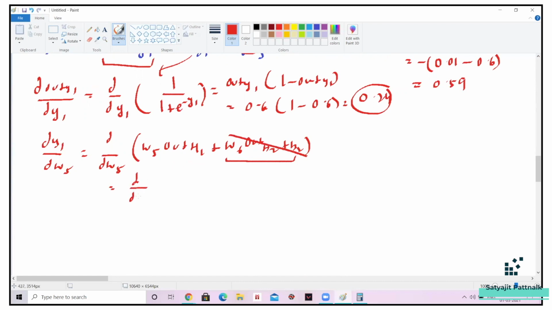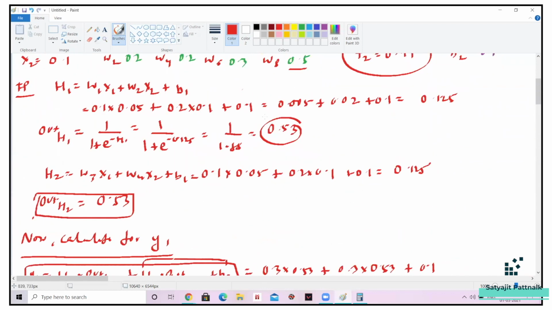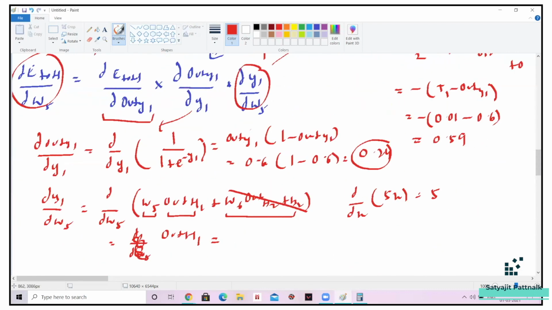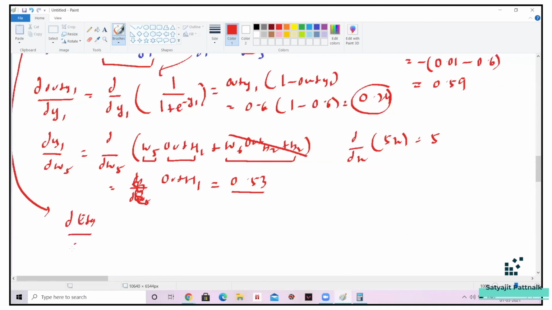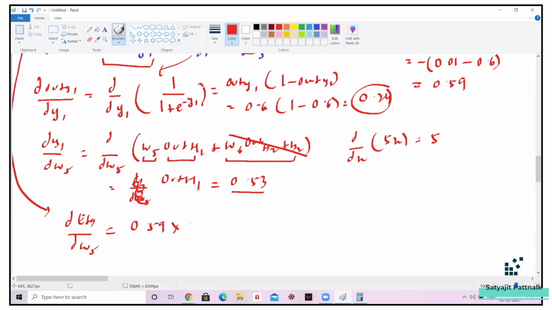So I'm just cancelling it out. So d by dw5 with respect to w5 into something. We already know that the derivative of, let's say, 5x is nothing but 5, right? Similarly, this output will be out h1. So what is output of h1? Output of h1 is 0.53. So here I'm writing it as 0.53. So what will be my total formula? E total with respect to W5 is nothing but 0.59 into 0.24 into 0.53.